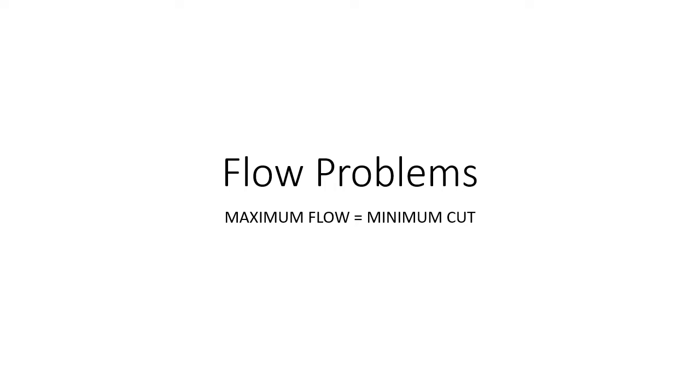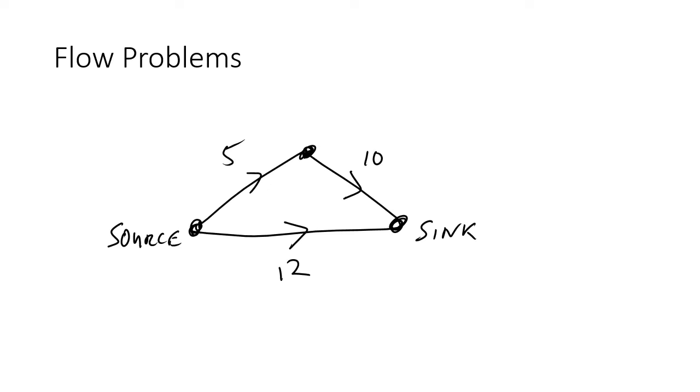Flow problems. And remember, maximum flow equals minimum cut. So with flow problems, we normally want to know about the maximum flow. We know these things are flowing because we've got these directional arrows on there. So then we know some things are flowing. And where are they flowing? They're flowing from the source to the sink.